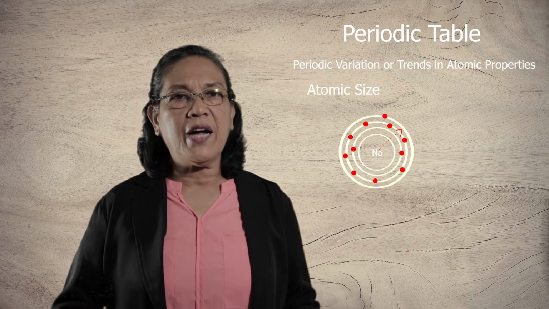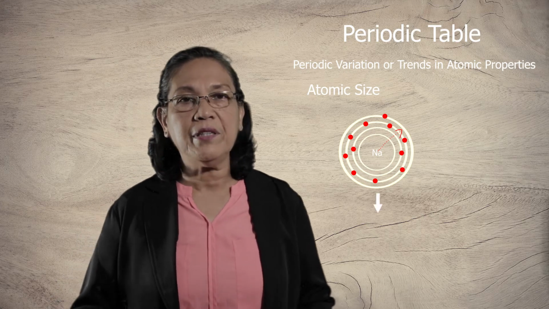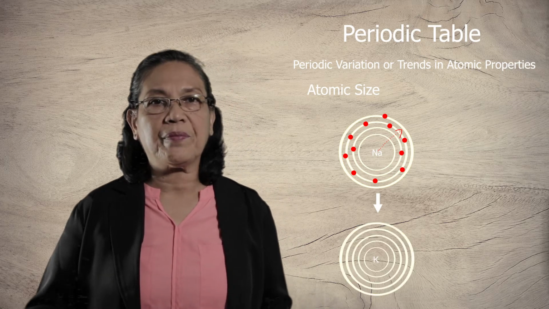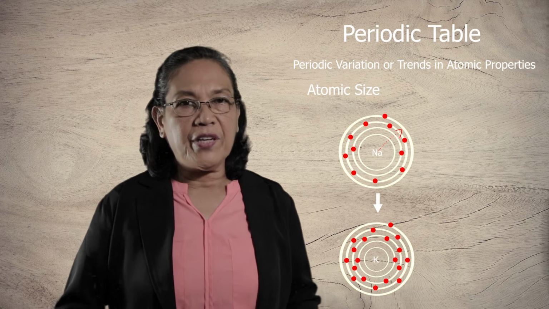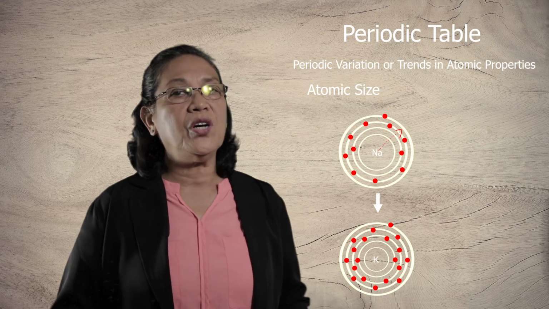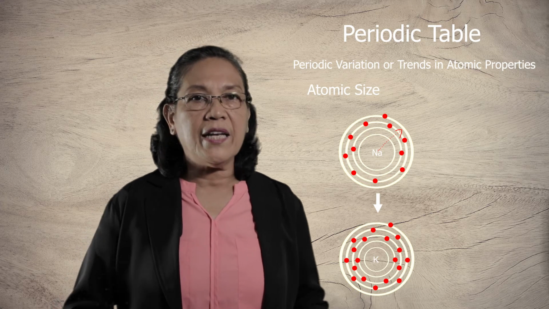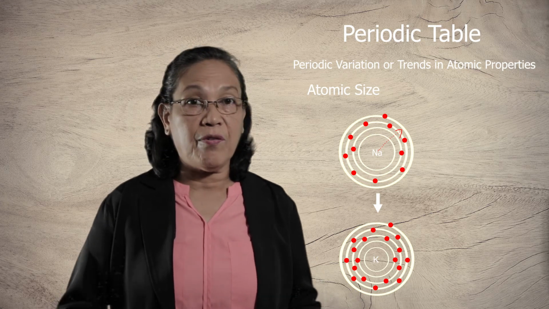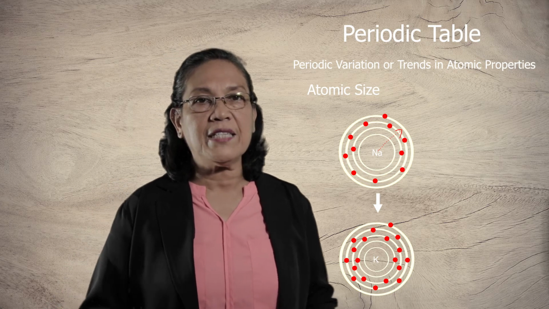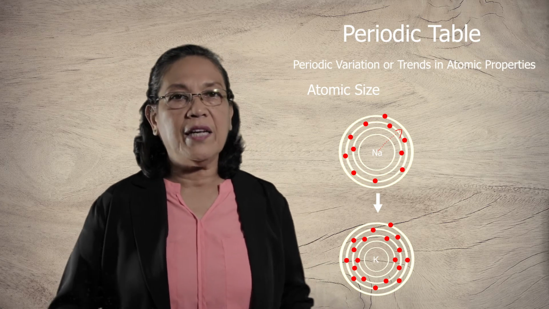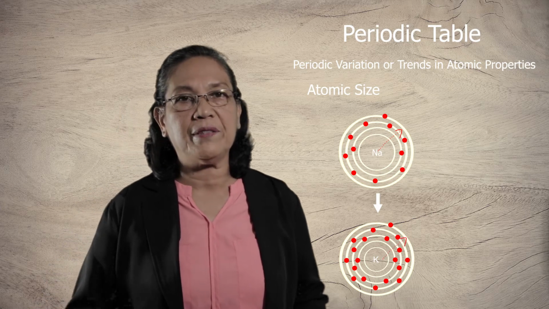If you look at the next element going down the periodic table, it is potassium. And potassium has 19 electrons. If you get the electronic configuration of potassium, the last electron is found in the 4th energy level. So we can say that the atomic size of potassium reaches up to the 4th energy level.